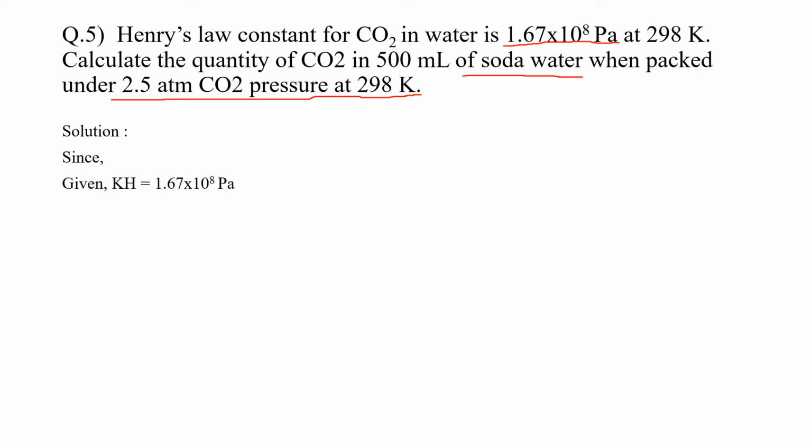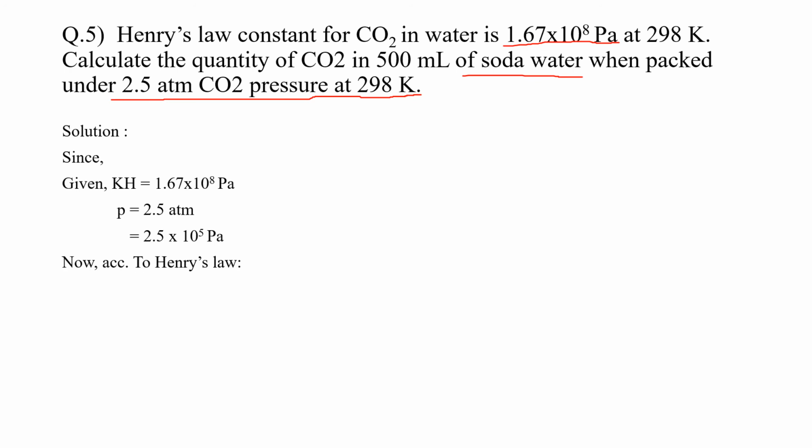The value of KH is given, that is 1.67 × 10^8 Pascal. Pressure is given in atmosphere, that is 2.5 atmosphere, and here we have to convert atmospheric pressure into Pascal. To convert atmosphere into Pascal we have to multiply by 10^5. So on converting, the value of pressure will be equal to 2.5 × 10^5 Pascal.